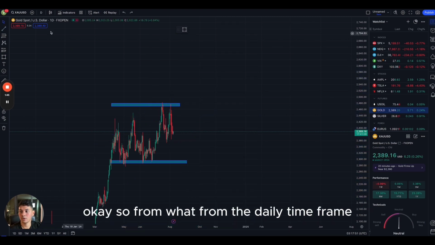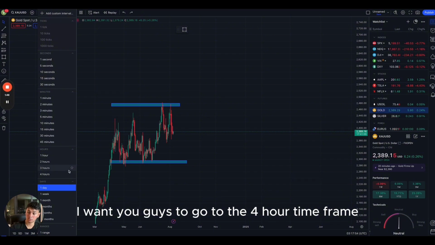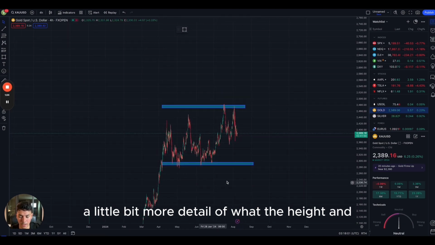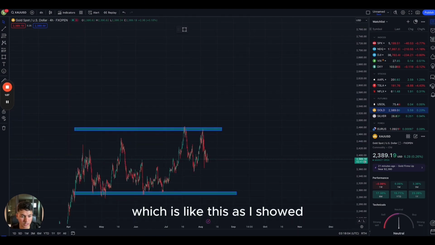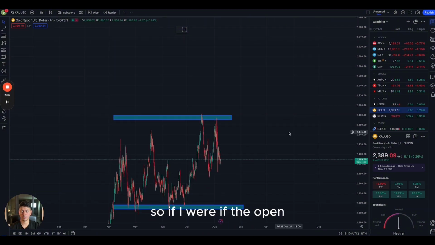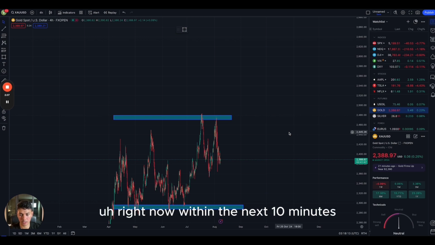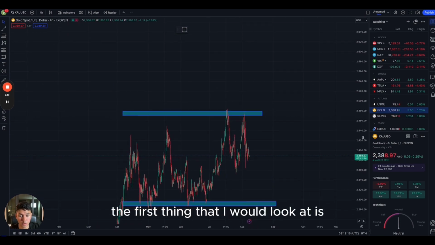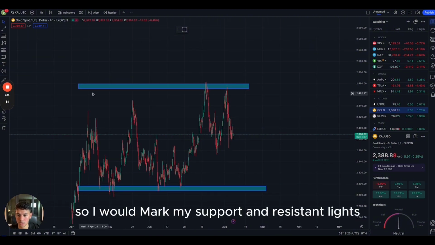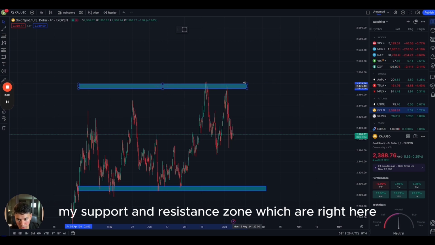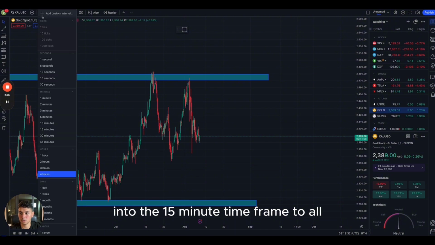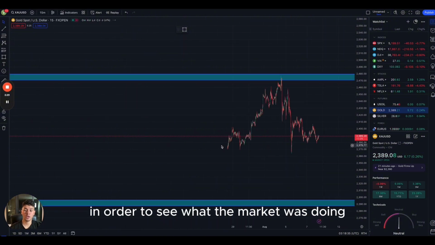Okay, so from the daily time frame, I want you guys to go to the 4-hour time frame in order to see a little bit more detail of what the high time frame could look like, which is like this. As I told you guys, we are in a consolidation zone, which is this one right here. So if the market was to open right now within the next 10 minutes, the first thing that I would look at is, I already told you guys that we are in a consolidation zone, so I would mark my support and resistance lines, my support and resistance zone, which are right here, and then I would go a little bit farther down into the 15-minute time frame in order to see what the market was doing.